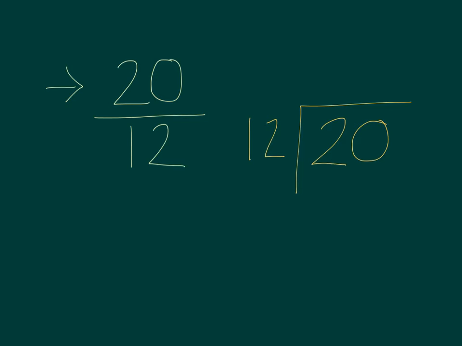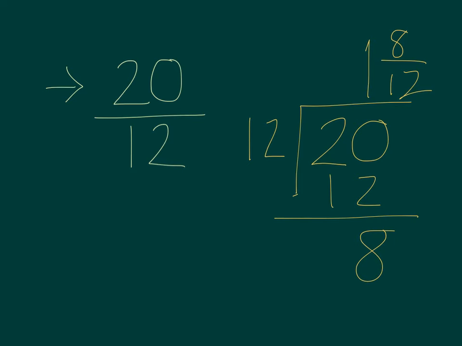How many 12s go into 20? That's 1. That would be my whole number. And I subtract and get 8, so now my 8 is my numerator, and my 12, my divisor, is my denominator.